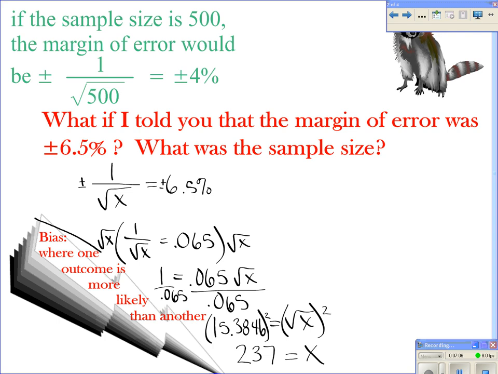Bias. This is what we're going to talk about on the next page. This I do want you to write down because the next 3 examples we're just going to talk about and not have you write down unless you have the notes printed out. So this is the one thing you do need to have. Bias is where one outcome is more likely than another.